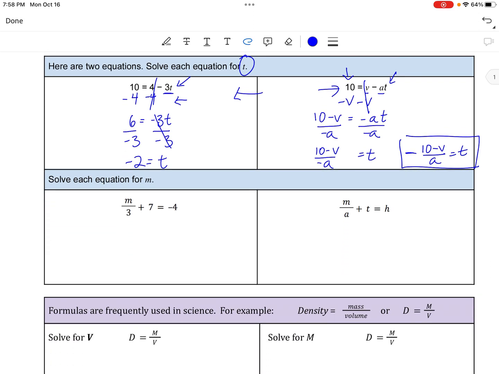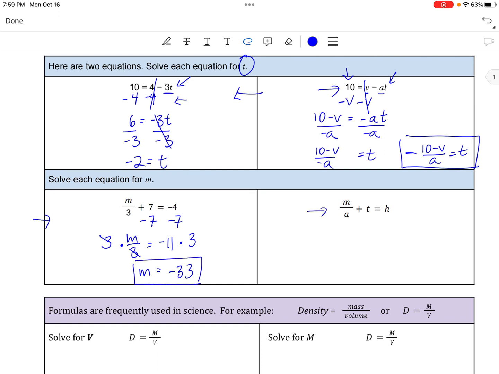Okay. So now you're going to do these two. Here we are. This only has one variable, so this looks pretty familiar. We're going to isolate the m, get the m by itself, so we're going to subtract 7 from both sides. And we're left with negative 4 minus 7, which is negative 11. Now the m is being divided by 3, so we're going to do the inverse, which is multiplying both sides by 3. That's going to cancel, and we have m equals negative 33.